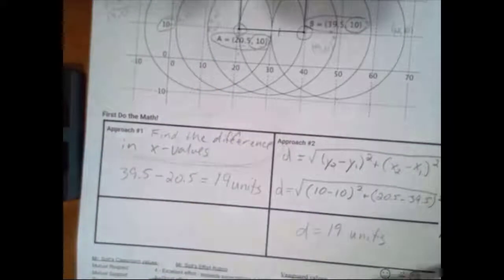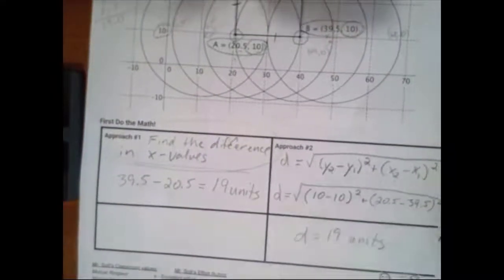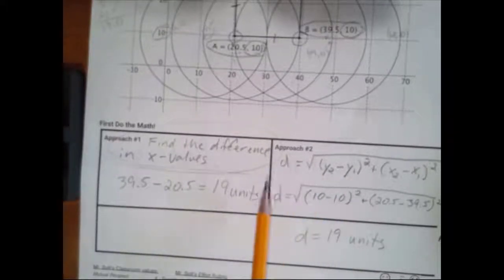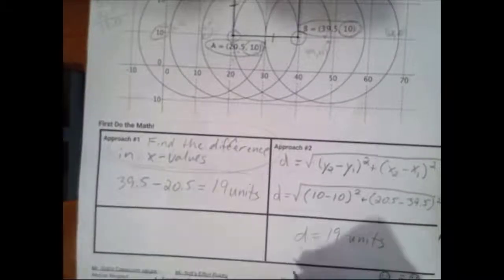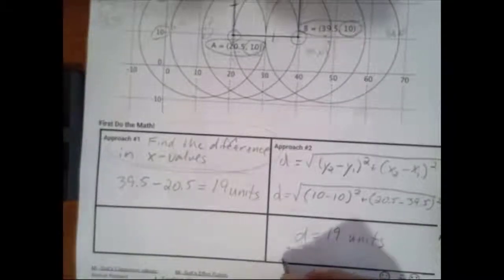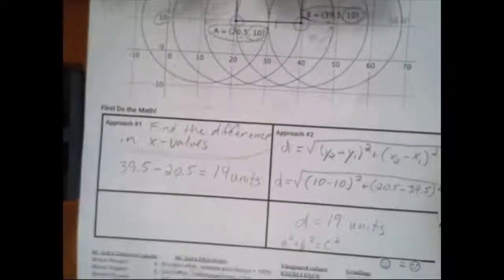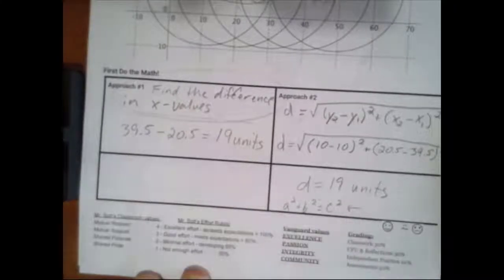And some of you may have realized that this might look a little familiar. This distance formula is actually the Pythagorean theorem, which you've probably learned in previous classes, and we're going to learn more about it in this class. This is really an adaptation of the Pythagorean theorem. This is really just a squared plus b squared equals c squared. If you can see what I wrote there, this is the Pythagorean theorem.